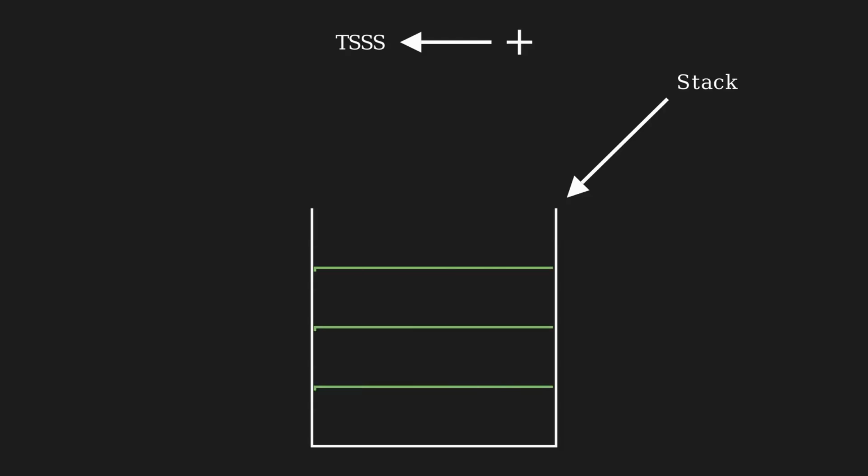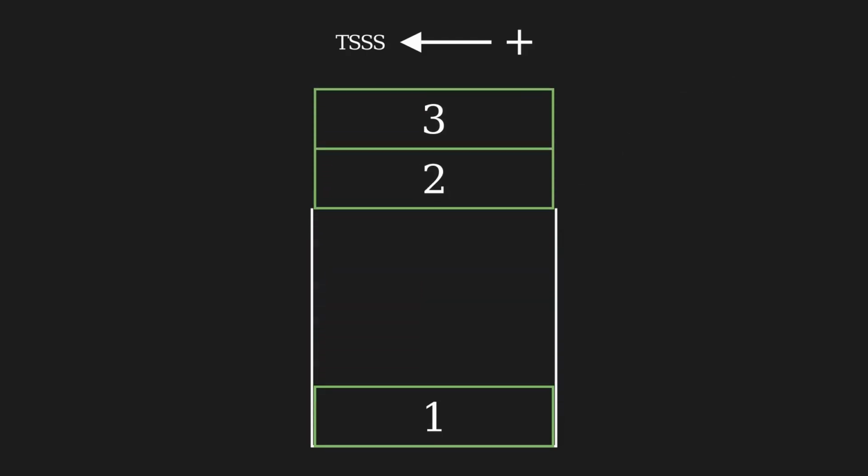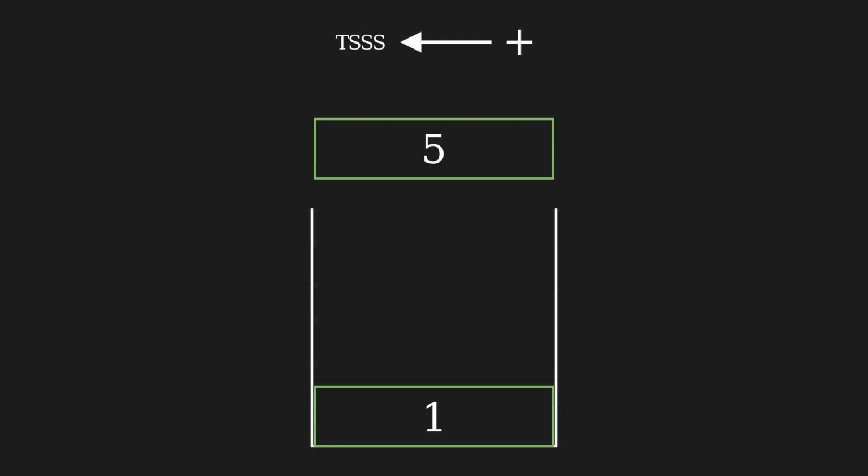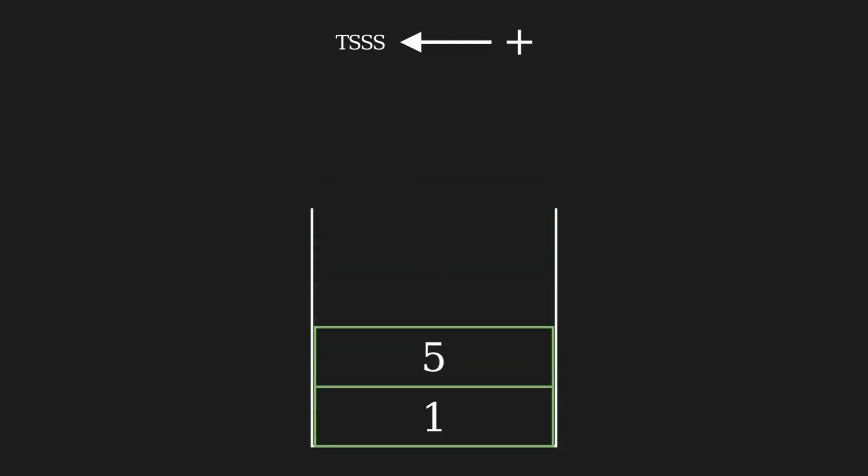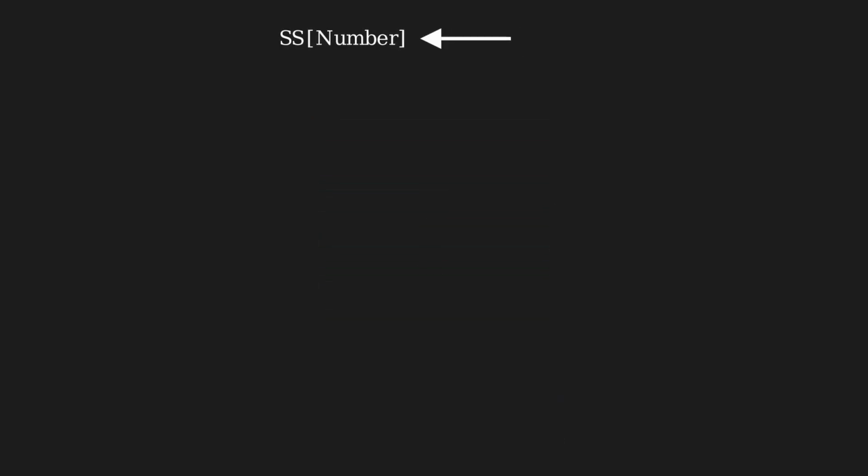What's the stack? You can imagine the stack as a pile of numbers, and only the top of the pile can be accessed. The add command takes the top two numbers, adds them together, and puts the result back on top. Here is the push command. It puts any number on top of the stack.